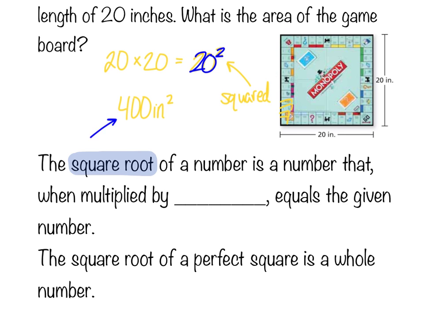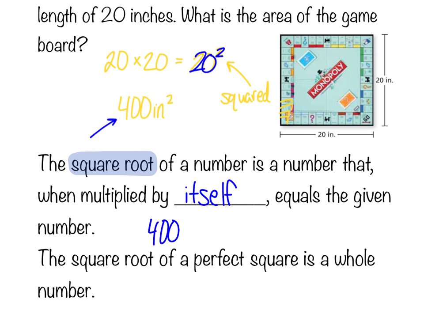All right, so now that we've talked about squaring a number, we can talk about square rooting a number. And the square root of a number is a number that, when multiplied by itself, equals the given number. So what number, when I square it, gives me that number? For example, what number, when I square it, gives me 400? Well, we just did in the last example, it was 20.